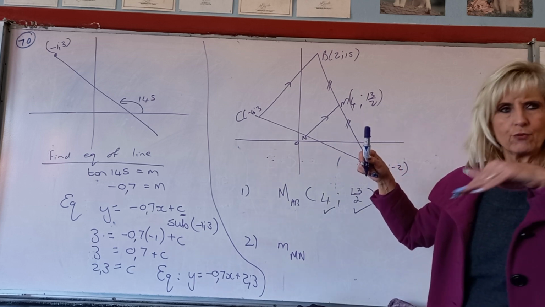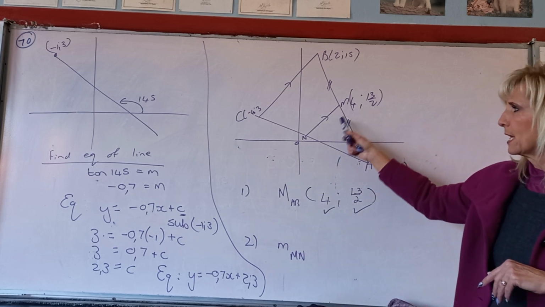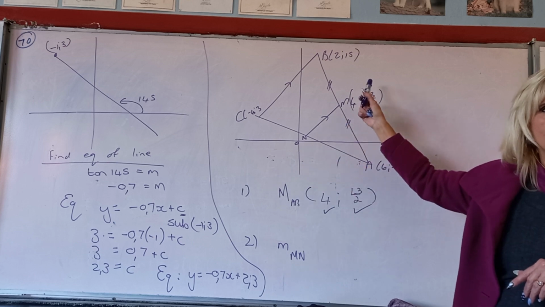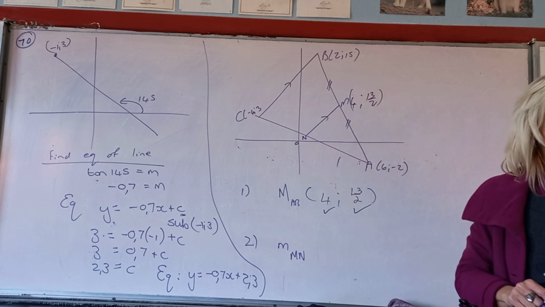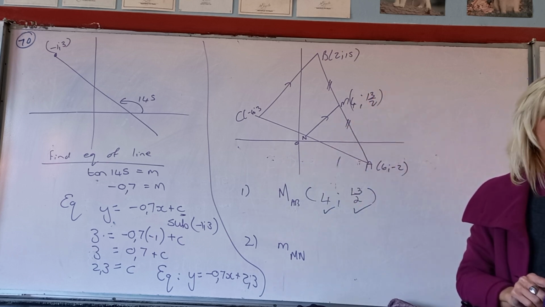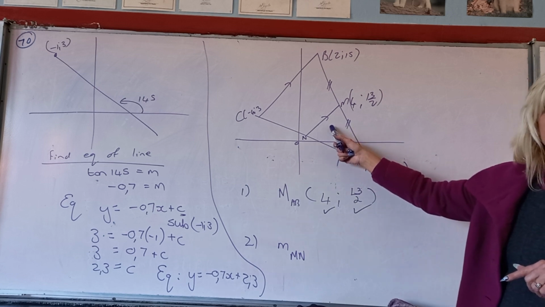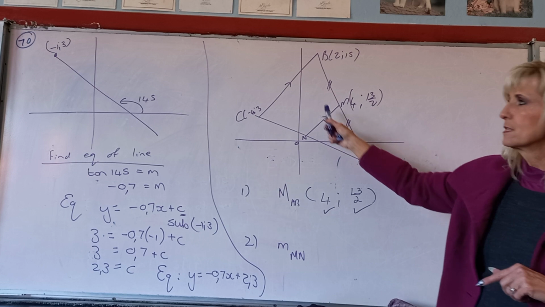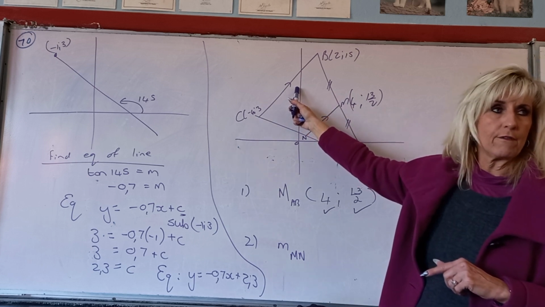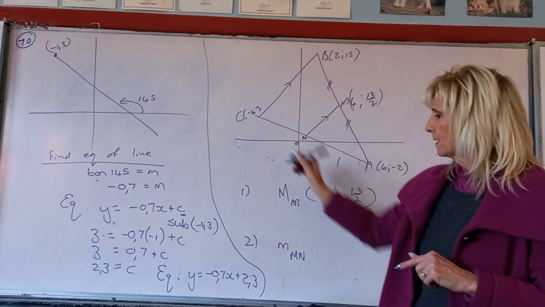Yes, exactly. You were a step ahead of me. Can I use the gradient formula then between m and n? Nope. There is no n. But what you're using, I'm hearing, is parallel lines. So then rather just work out the gradient of BC.